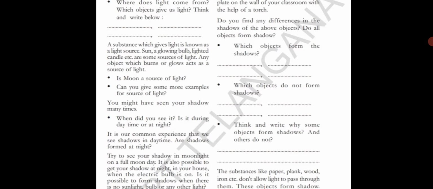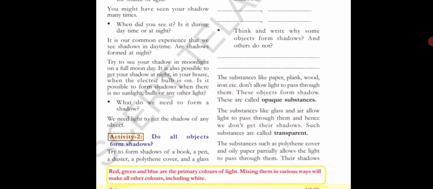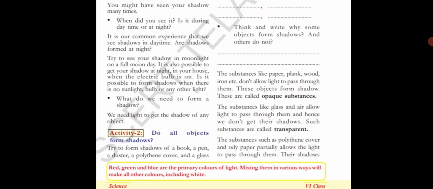You might have seen your shadow many times. Yes. When did you see it? In the dark. Is it during daytime or at night? Mostly in the evenings. It is a common experience that we see shadows in daytime or shadows formed at night. In the daytime we see our shadows in sunlight. Yes, mostly even at night also. Try to see your shadow in moonlight on a full moon day. It is also possible to get your shadow at night in your house when the electric bulb is on.